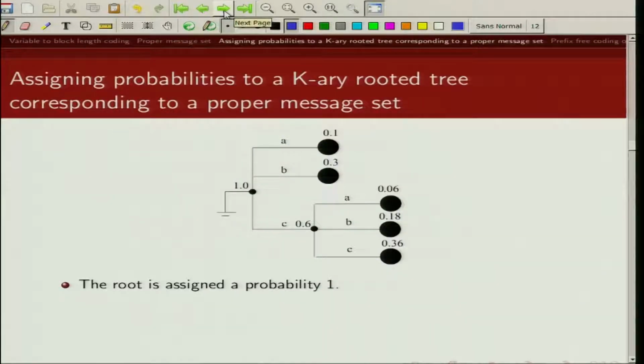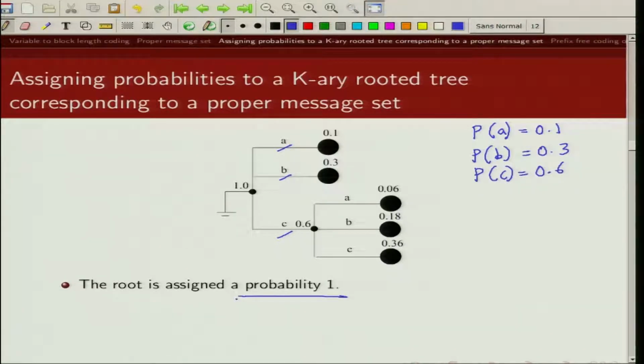So let us take an example again of a source which emits ternary sequences A, B and C, and let us say the probability of occurrence of A is 0.1, the probability of occurrence of B is 0.3, and the probability of occurrence of C is 0.6. So first thing, the root is assigned a probability of 1. In this case, this is my root, so this has probability 1.